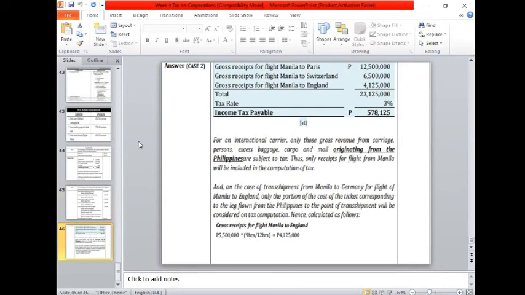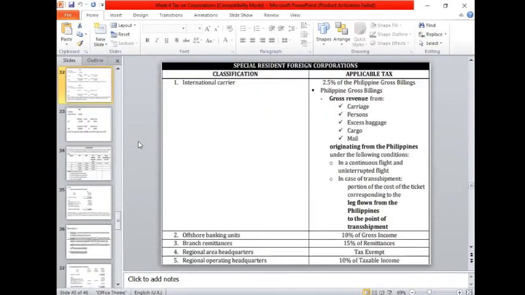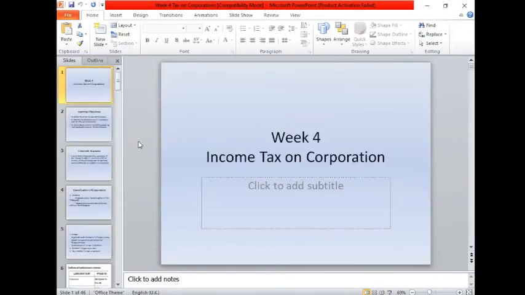The total is 23,125,000. So that is subject to 2.5%. So the income tax payable is 578,125. So that is the special tax, okay, based on the special corporate taxpayers and the line of business. So that is our topic for today for week 4, which is the income tax on special corporations.